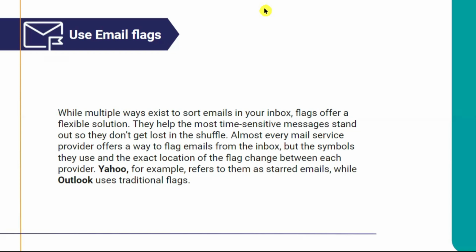Yahoo, for example, refers to them as starred emails, while Outlook uses traditional flags. So the symbol of a starred email is a star. The one for flags is a flag. Mail providers such as Gmail offer the option to star or flag emails. A flagged email is one marked with a flag or a star, as I just mentioned. In most cases, people flag an email so they can remember to follow up on that particular message and track it down later. Therefore, the feature is especially helpful in prioritizing and managing your inbox efficiently.